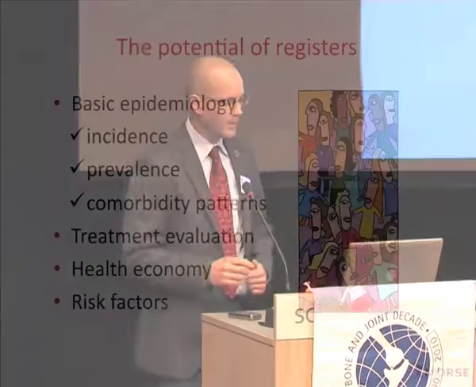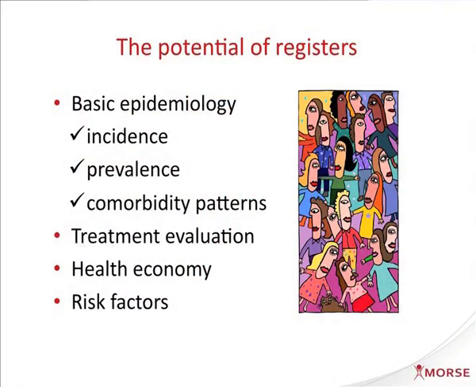First off, I'll give some examples of basic epidemiology to give estimates of disease occurrence in the form of incidence and prevalence of disease. I'll also look at comorbidity patterns of disease. I will give examples of treatment evaluation, which also gives the possibility to do calculations on health economy. And finally, a very neat example of risk factors for disease.